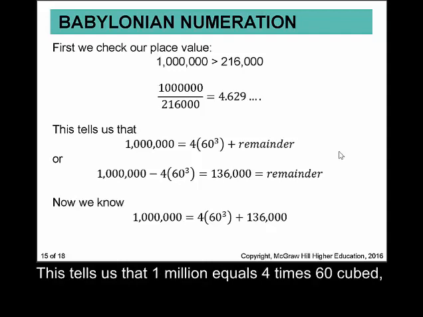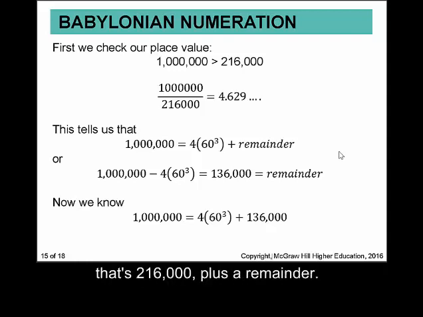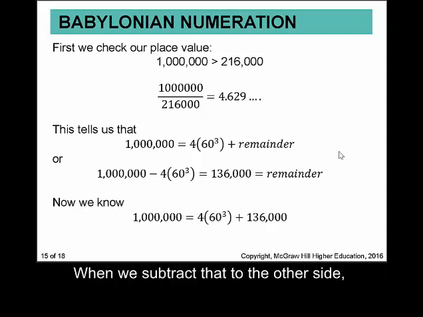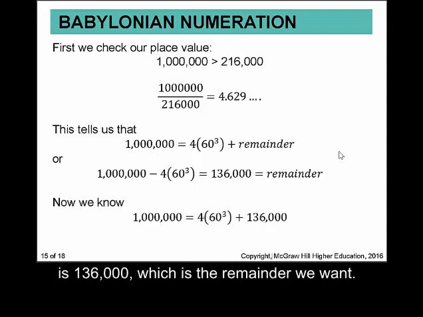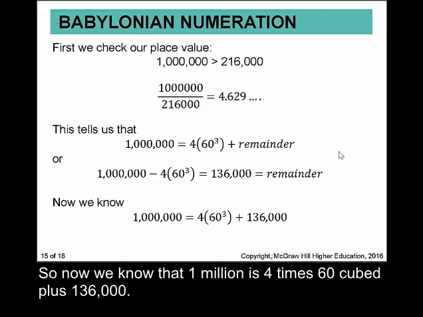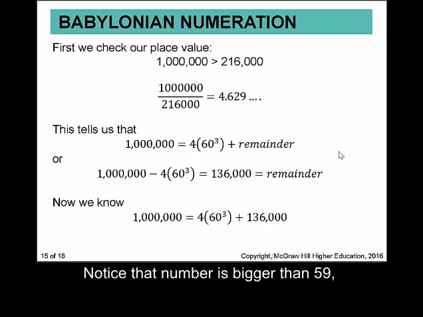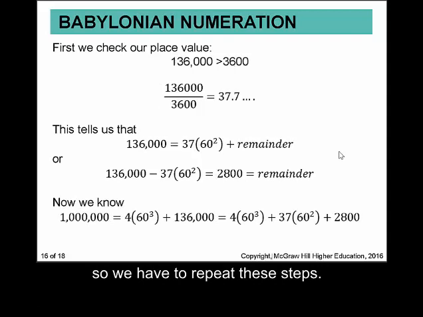This tells us that 1 million equals 4 times 60 cubed, that's 216,000, plus a remainder. When we subtract that to the other side, we get 1 million minus 4 times 60 cubed is 136,000, which is the remainder we want. So now we know that 1 million is 4 times 60 cubed plus 136,000. Notice that number is bigger than 59, so we have to repeat these steps.